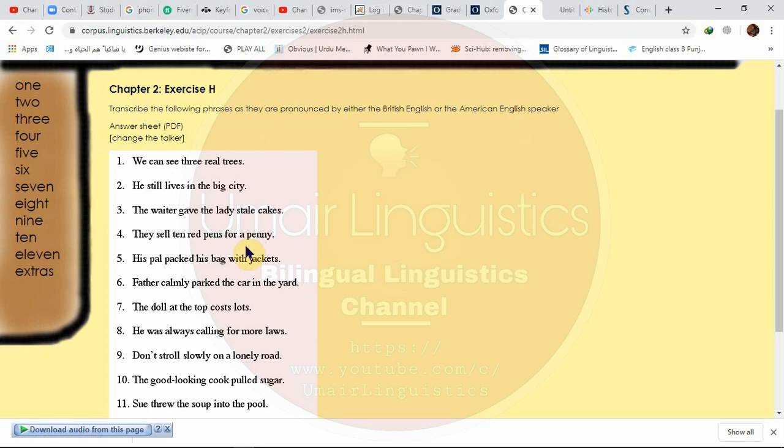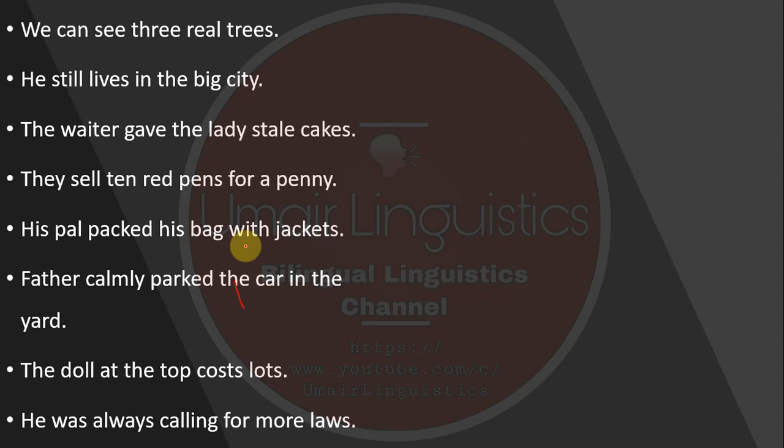Before I give you the answers, try to transcribe by yourself, and then look at the video. I have already transcribed, and I am just going to show you the correct pronunciation with reference to American English. We can see "three real trees." "He still lives in the big city."